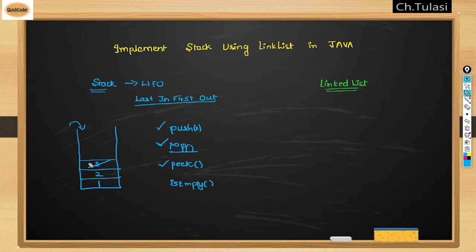And peek. So this 3 is removed from the stack. Now peek returns the top element. It does not remove the top element. It just returns the top element, like 2. And isEmpty.